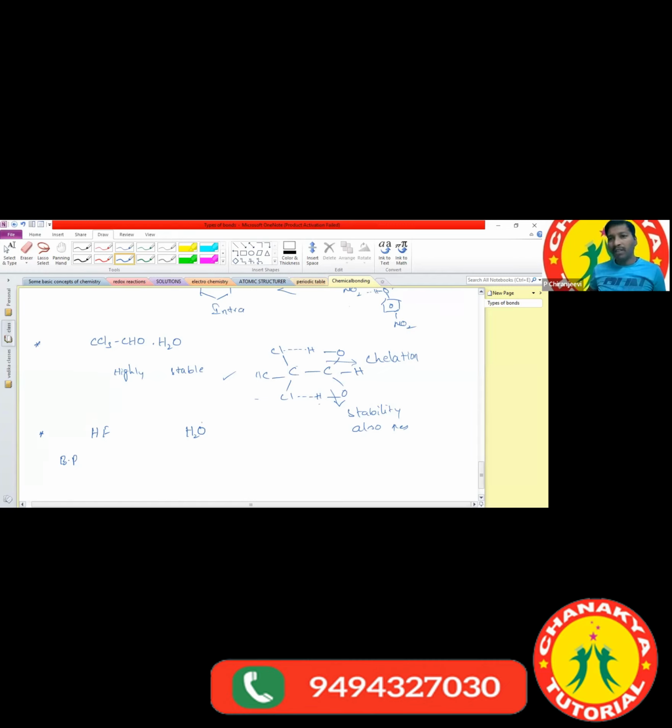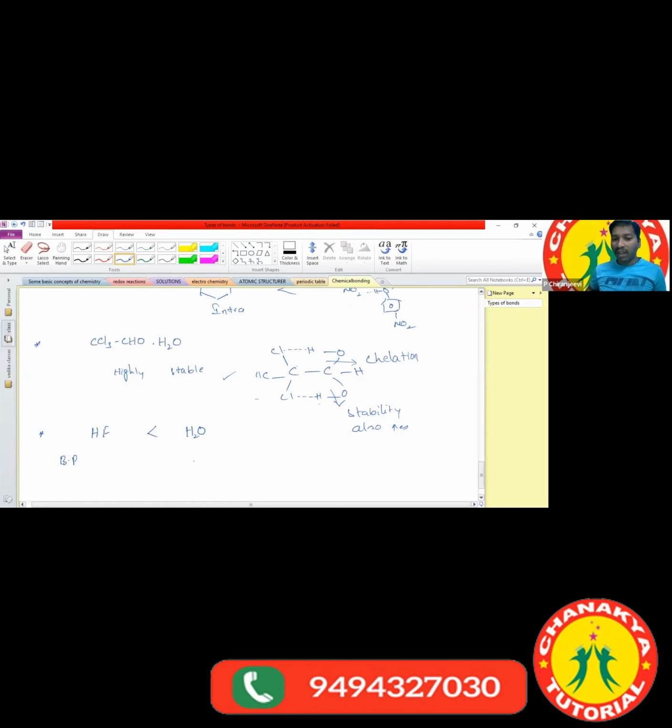Which one has the greater boiling point? Water has a greater boiling point than hydrogen fluoride. Fluorine is more electronegative than oxygen, but water has the higher boiling point.